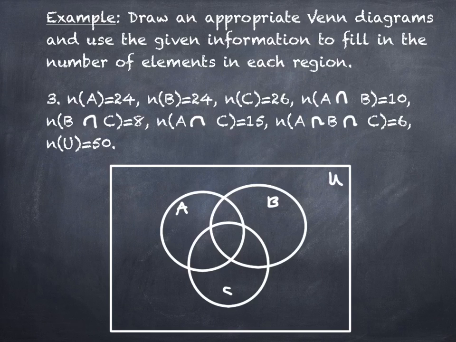So if I keep going along, here's 2 intersecting, here's 2 intersecting. This piece, however, tells me where they all 3 intersect. And there's only one location where they all 3 intersect, right? It's right in the middle. So I can use that piece of information. That's the number 6, and it will go right here. Does that make sense?